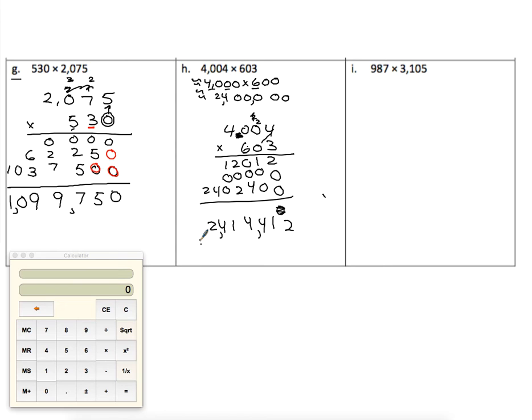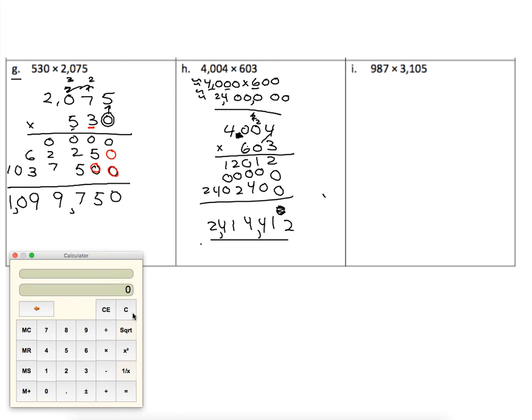2,414,412. On your assignment, I'm going to want you to do this estimate first, just to make sure you didn't mess up the place value as you did the multiplication. Comparing my estimate to the actual answer, it looks like I probably am correct with my answer. 4,004 times 603, 2,414,412. Okay, so I am correct.